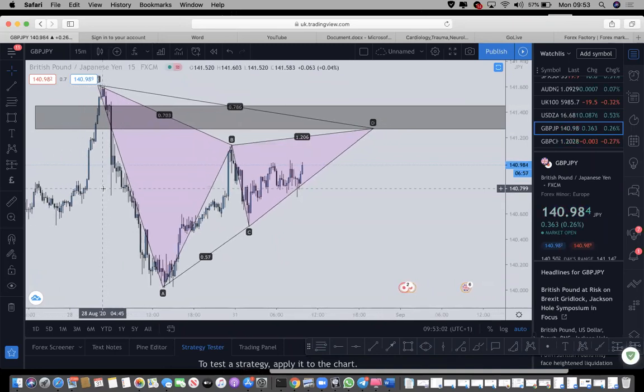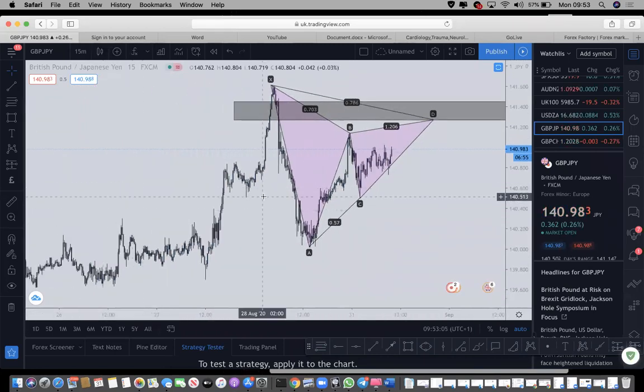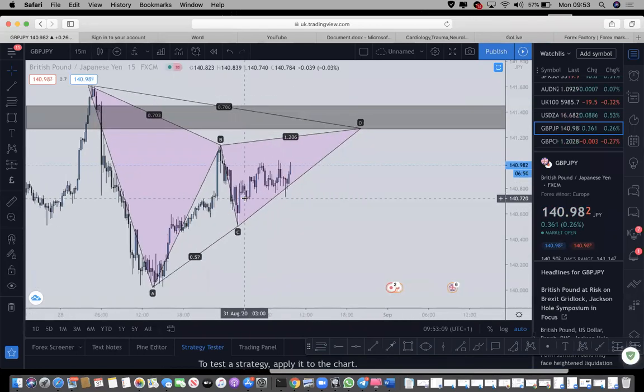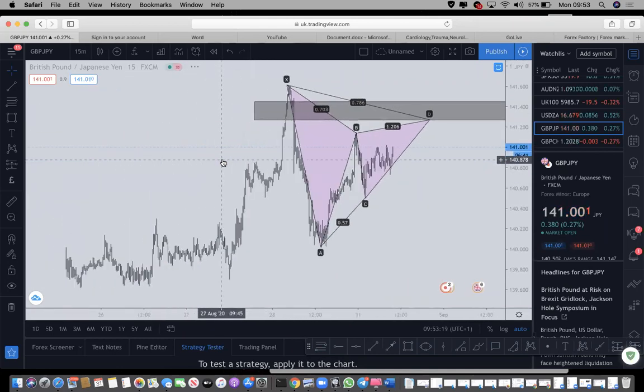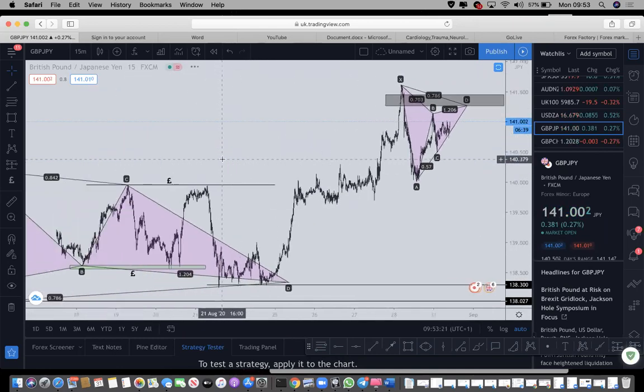Yeah, so there is a Gartley pattern on here. There is a little break of structure here. However, we have formed a high and we have refused to form a lower low. So GBP JPY looks bullish at the minute.